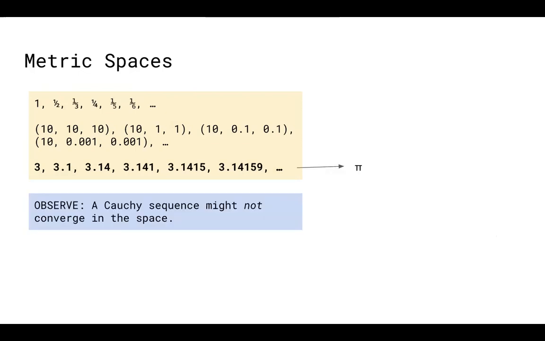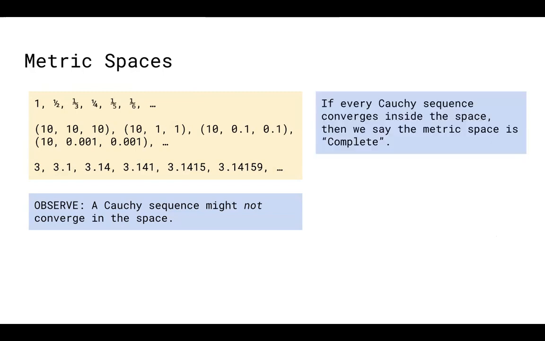So I want to make this observation that a Cauchy sequence might converge outside of the space. Like the sequence that contains 3 and 3.1 and 3.14, etc., it contains only elements from the rational numbers, yet it converges to an irrational number, which is an interesting point. So if the space has the property that all the Cauchy sequences converge inside the space, none of them exit the space, we call it complete. So the rational numbers are not complete because, for example, the sequence that converges to pi converges outside of the rational numbers. Right, so they're not complete.